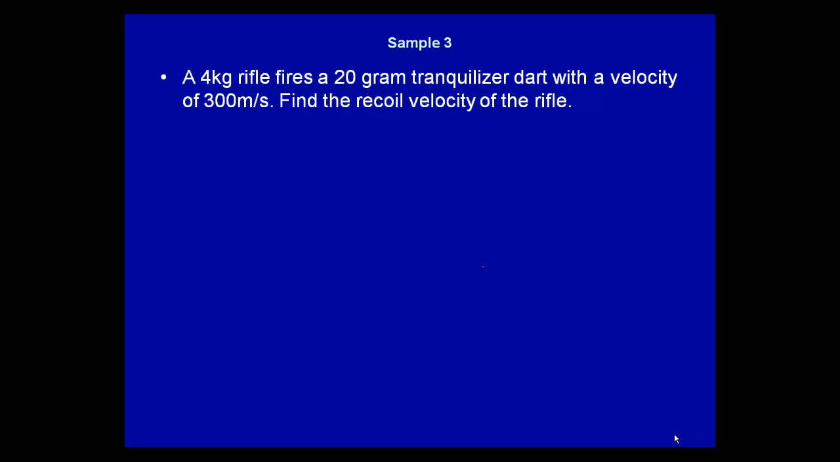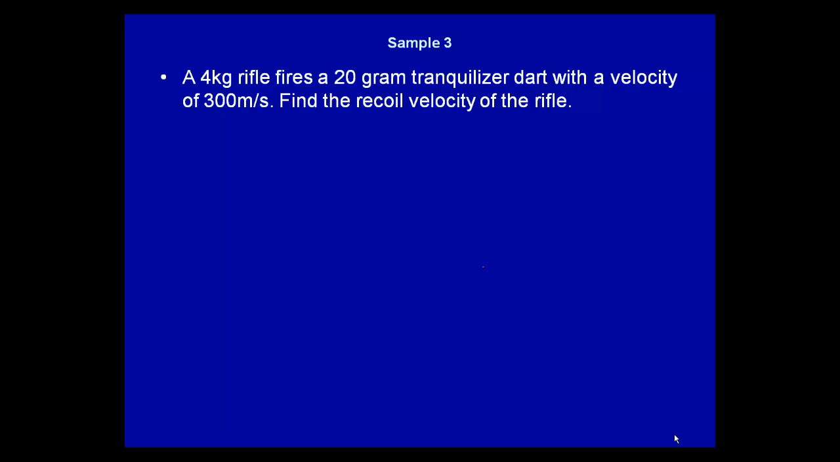Okay, let's take a look at an explosion. And this is an example of an explosion which is not a traditional bomb exploding. What we have is a recoil velocity of a rifle, common type of physics problem. And if you think about it, if you've ever fired some type of rifle for target shooting or something like that, if the bullet goes one way, your body wants to go the other way. So here's one. A 4-kilogram rifle fires a 20-gram tranquilizer dart with a velocity of 300 meters per second. Find the recoil velocity of the rifle.